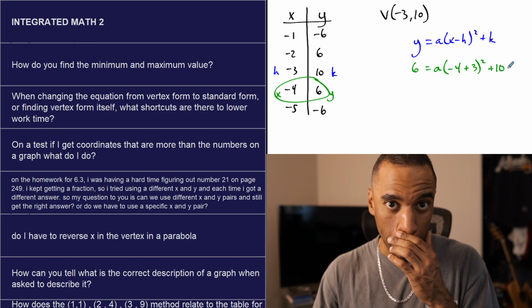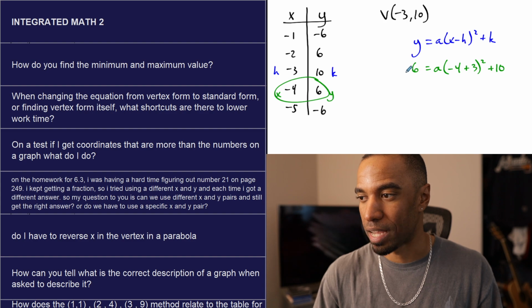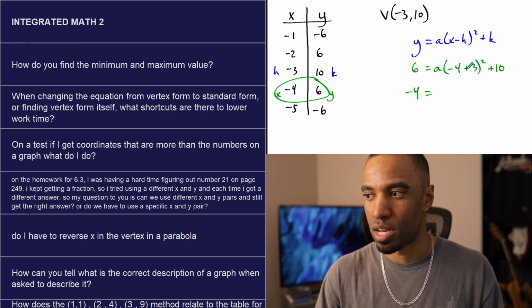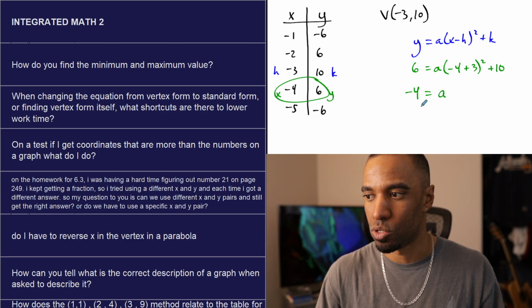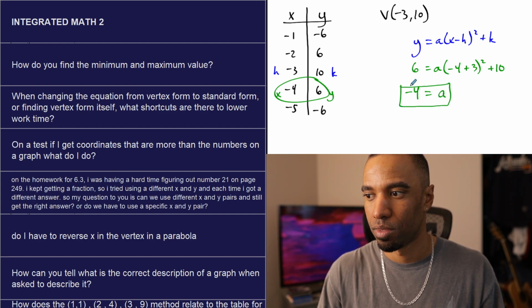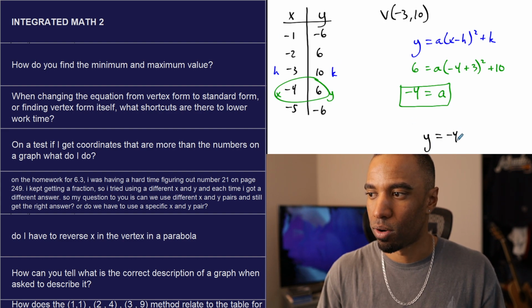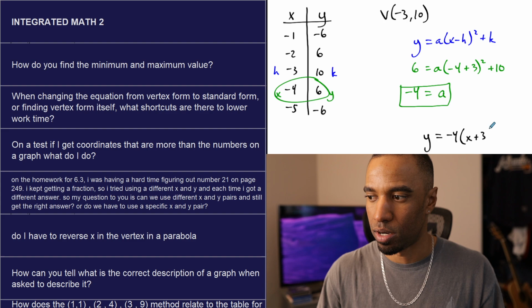For time's sake, I'm not going to show all the steps here. If I subtract 10 from both sides, I get -4. -4 plus 3 is -1. Quantity squared is +1. So you get a equals -4. Okay, so your final equation then is y equals -4 times (x plus 3) quantity squared minus 10.